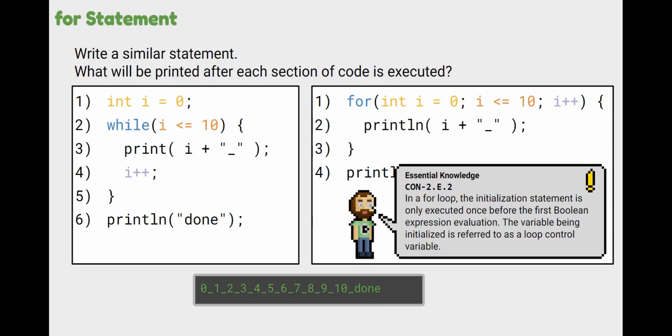This aligns with our essential knowledge. In a for loop, the initialization statement is only executed once before the first Boolean expression evaluation. The variable being initialized is referred to as a loop control variable.